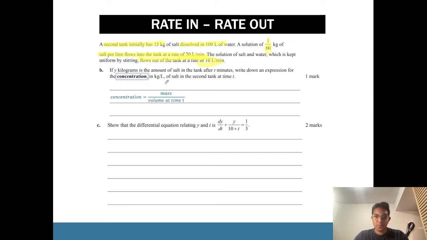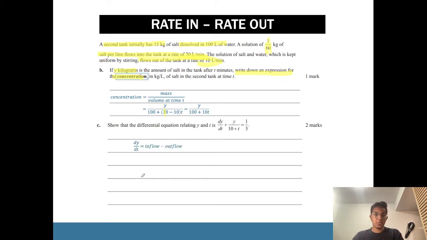Okay, so the first thing we want to do, so then we want an expression of concentration, right? So the first thing to do is write down what concentration actually is. It's just mass over the volume at a certain time. Okay, so our mass is given by Y. They've told us this, Y kilograms. And we just need to figure out the volume at some time t. So 20 liters goes in, so that's the 20 liters, and 10 liters is always coming out. So my change is 20 minus 10 times t. So my total volume at all times is 100 plus 10t. Cool, so I've set up my concentration equation.